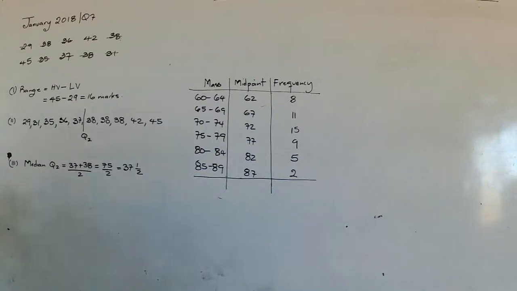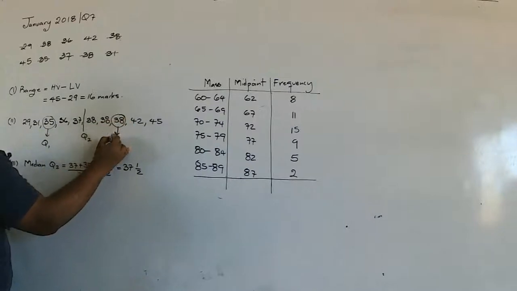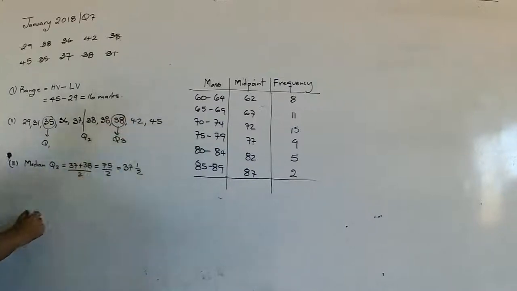Now here's where you get Q1. How many numbers come before the median? Q1 is the middle number of those, so this is Q1. How many numbers come after the median? Q3 is the one in the middle. This is Q3.